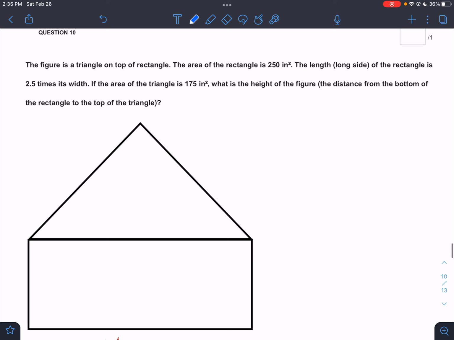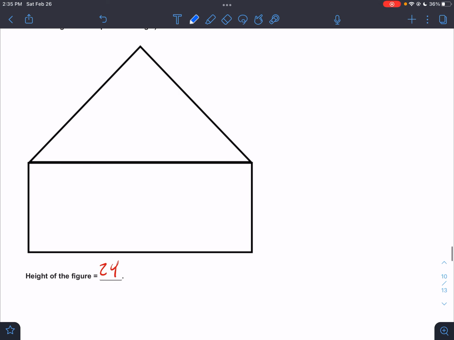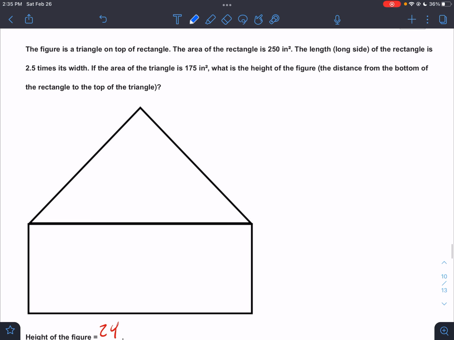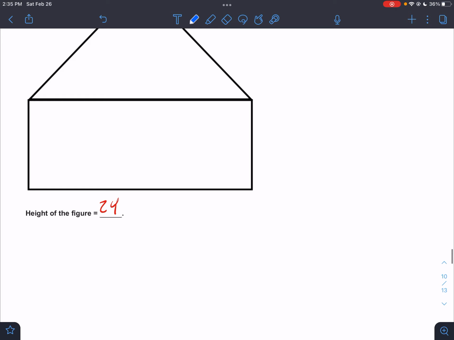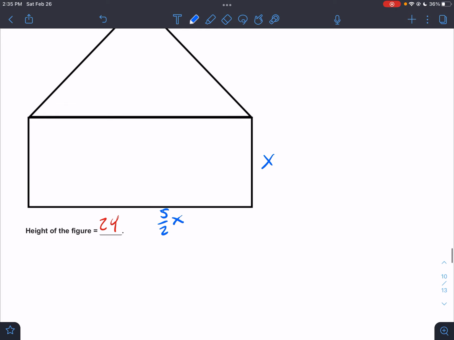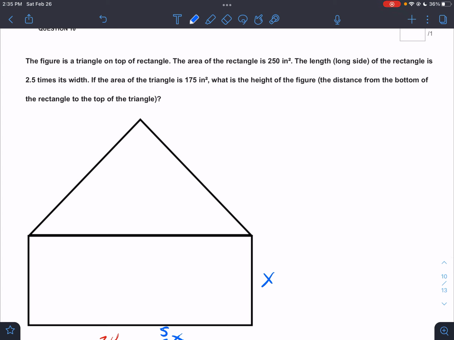The figure is a triangle on top of a rectangle. The area of the rectangle is 250. The long side of the rectangle is 2.5 times the width. So I'm going to call this x, and this 5 halves x. That's 2.5. I like fractions, they're easier to use. If the area of the triangle is that, what is the height of the figure?